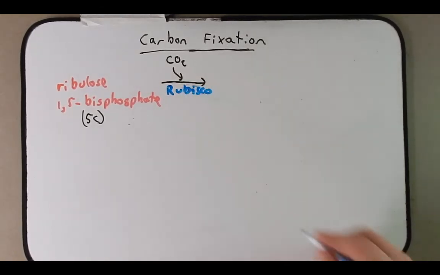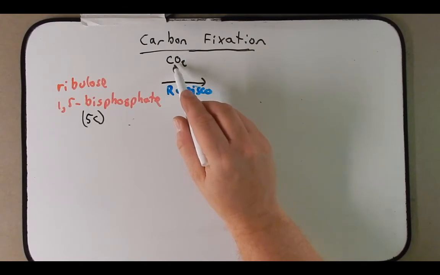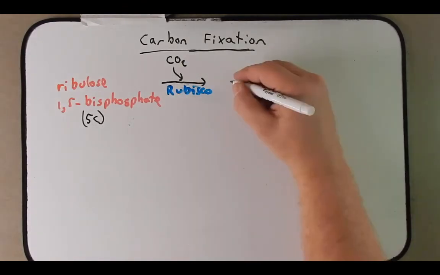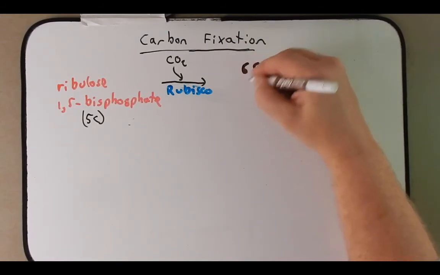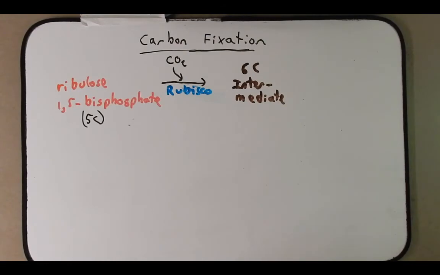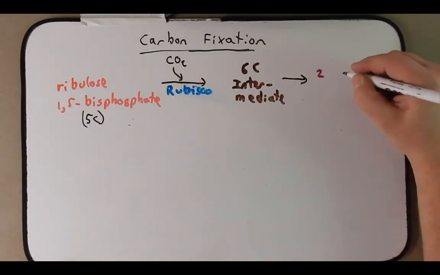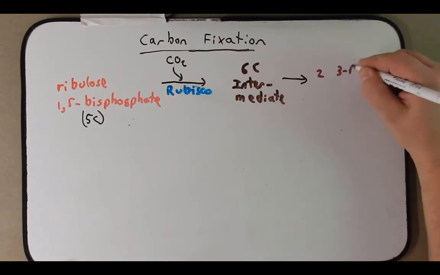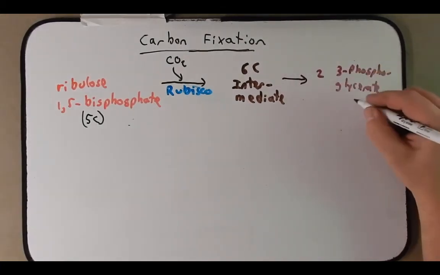And I'm going to come back to rubisco in a moment. But rubisco is going to fix this carbon from the CO2 to this molecule. And it's going to make what we're just going to call a 6-carbon intermediate. This 6-carbon intermediate then will become 2 molecules of 3-phosphoglycerate. Each of these molecules is 3 carbons.